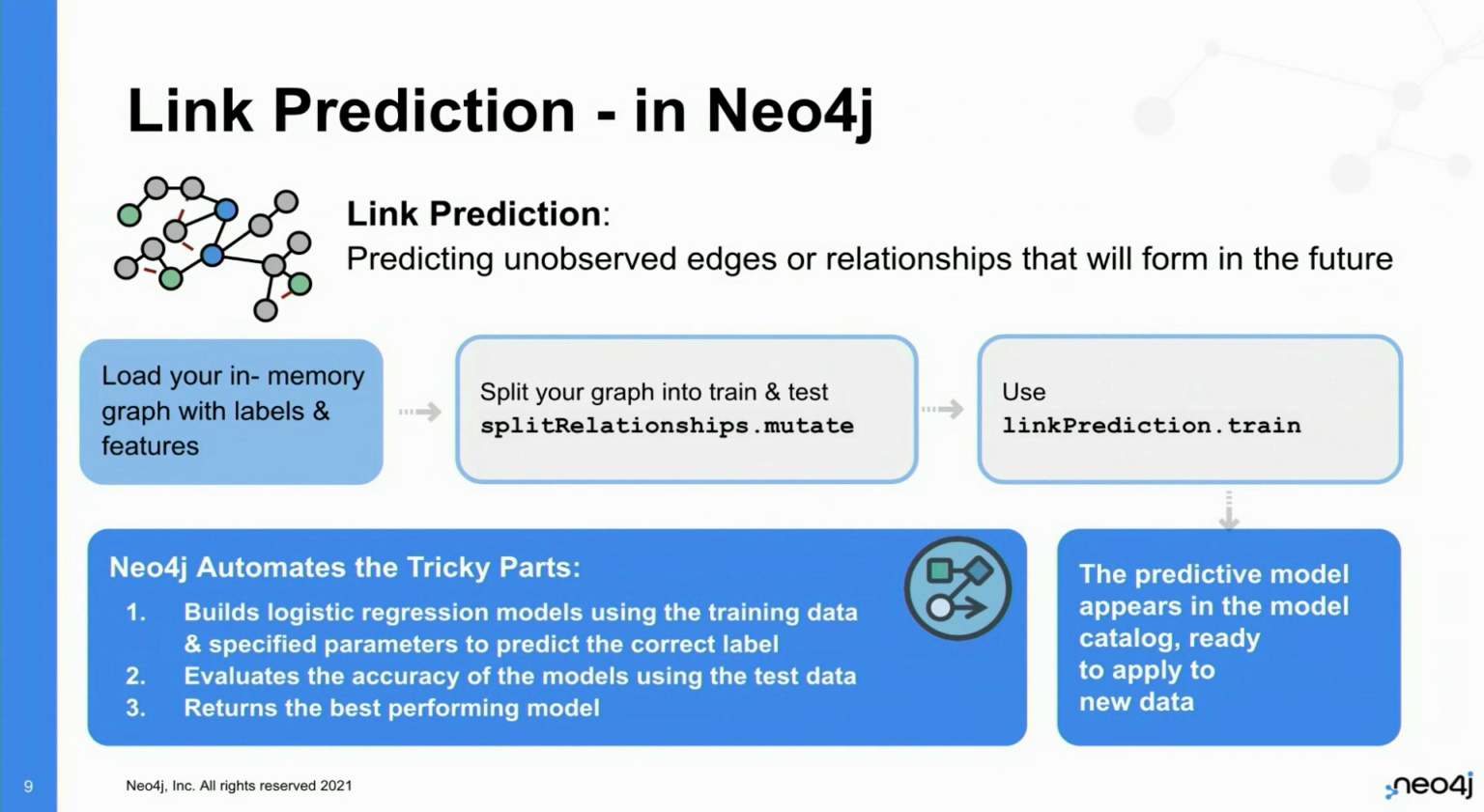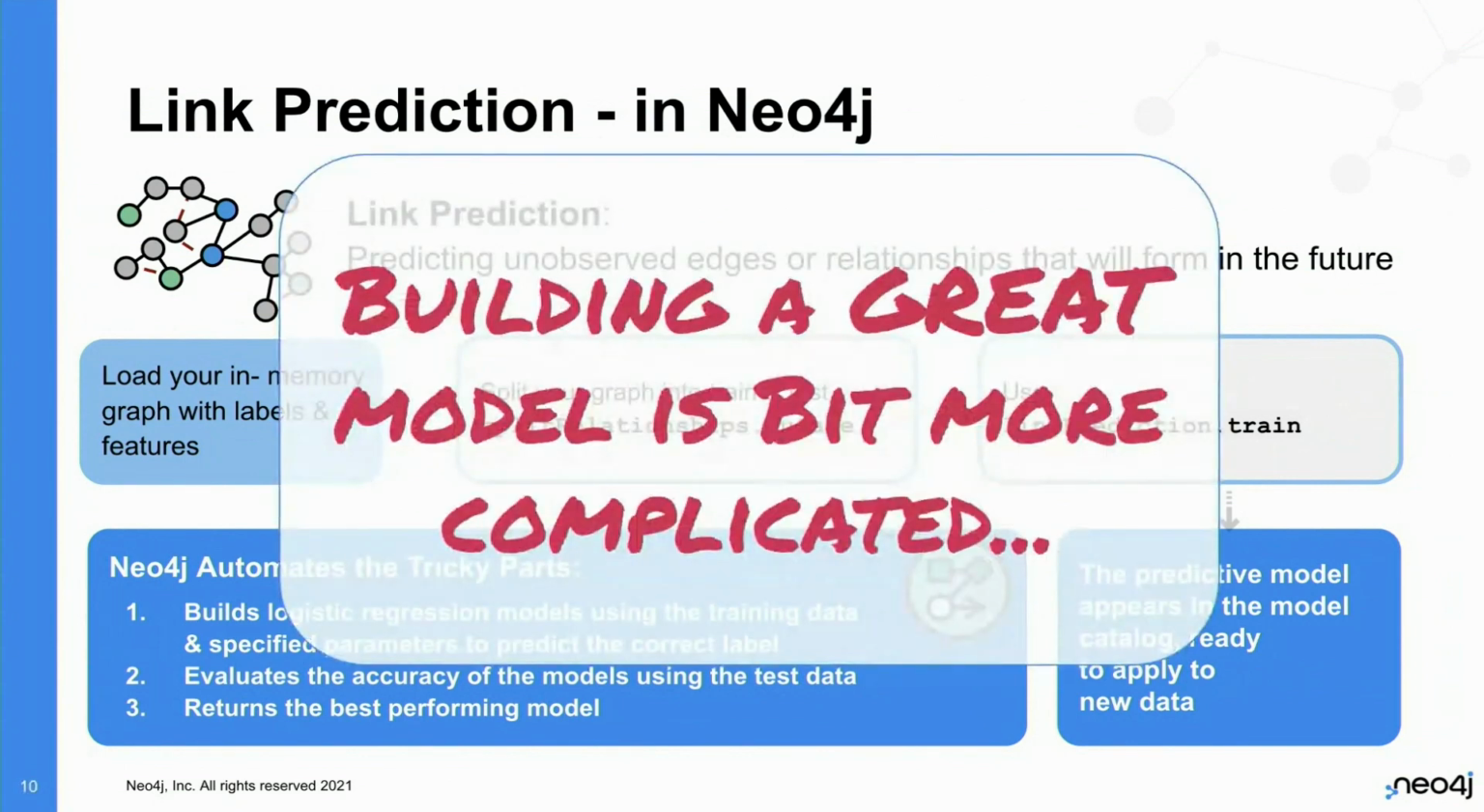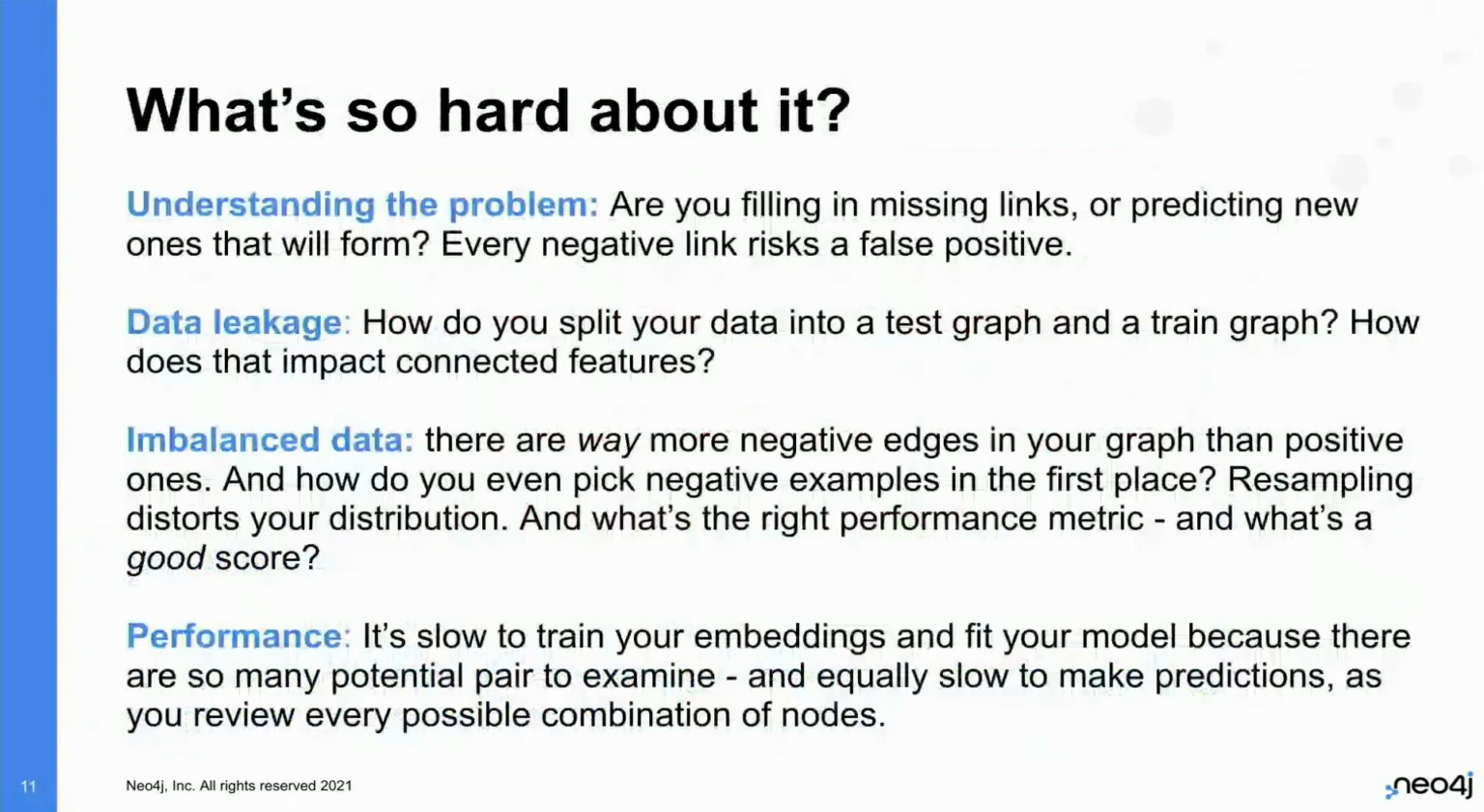Sounds super easy, right? Well, we're going to be talking for a while more, but the bottom line is building a great model is a little bit more complicated. There's a lot of questions you need to think about in order to get it right. And so that's what this talk is really about. So what's so hard about link prediction? I'd really start with understanding the problem. As I was talking, you heard me talk about both filling in missing relationships and predicting new ones. Both of those are different questions that you're trying to answer. And they're really two different problems that you would handle in two different ways. So when you do link prediction, you really want to start off with, what am I doing? What am I trying to predict here?